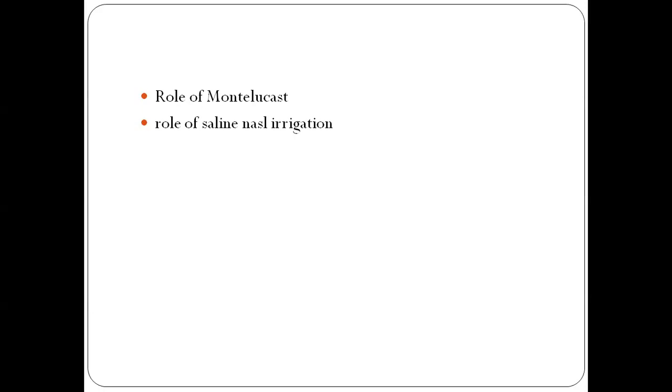And on top of that, with montelukast, neuropsychiatric symptoms like anxiety, depression, and irritability are more common. These are more with montelukast, so it is less recommended nowadays for allergic rhinitis. And about saline nasal irrigation, it is recommended for allergic rhinitis or any other rhinitis.